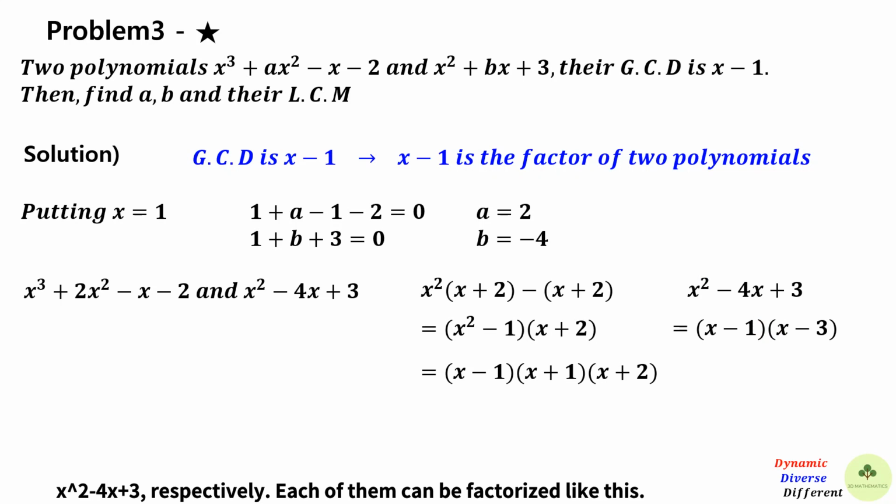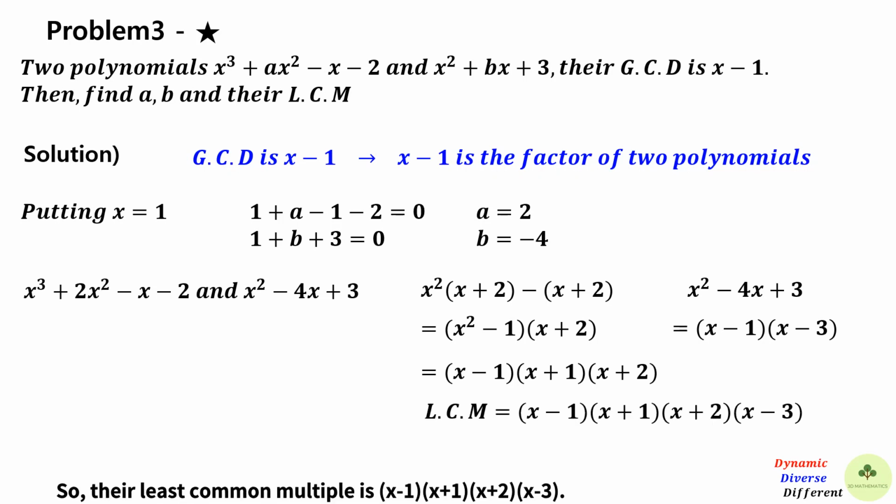Each of them can be factorized like this. I believe you can factorize it easily. So, their least common multiple is x minus 1 times x plus 1 times x plus 2 times x minus 3. This is the solution to this problem.